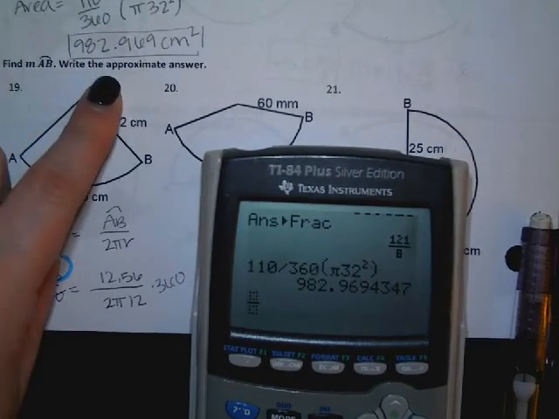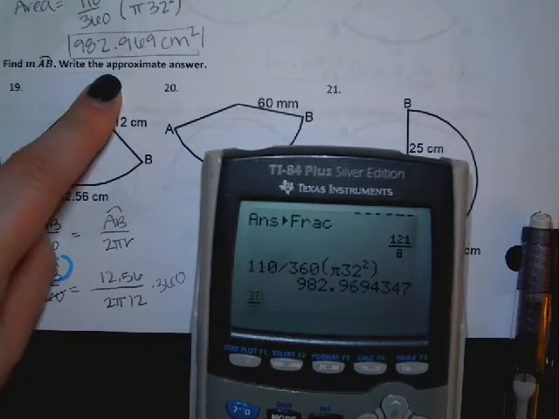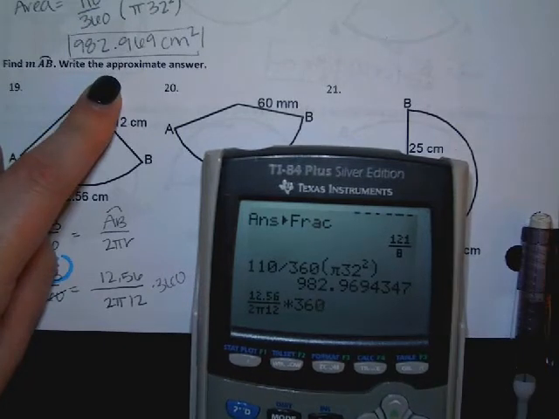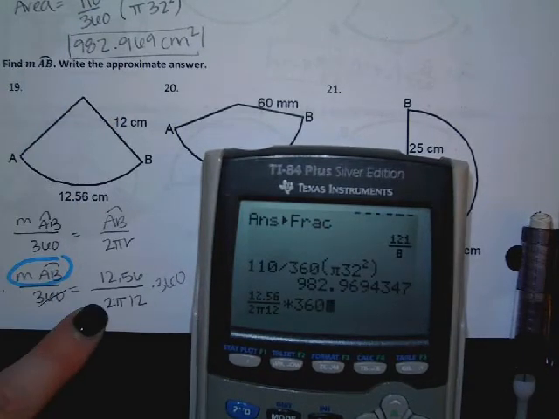They did say write the approximate answer, and since they said that, I'm going to go ahead and type the pi into my calculator. So it says 12.56 divided by 2 pi 12, and then we've got times 360. So I'm typing this exactly into my calculator.